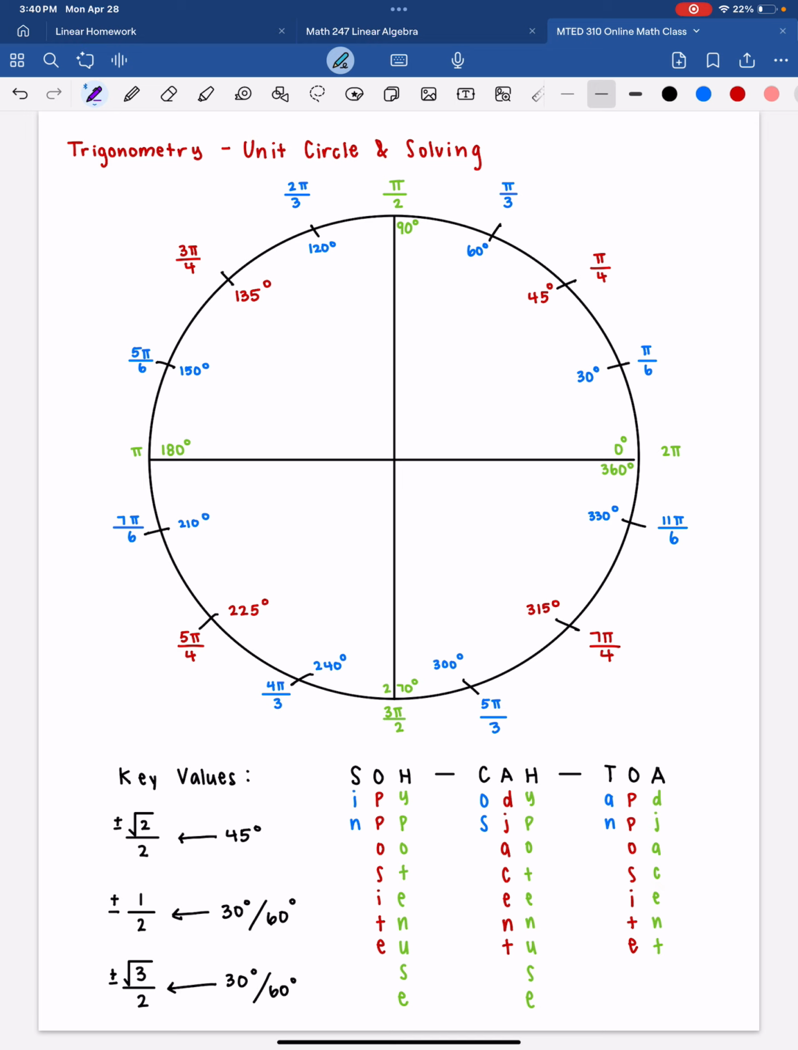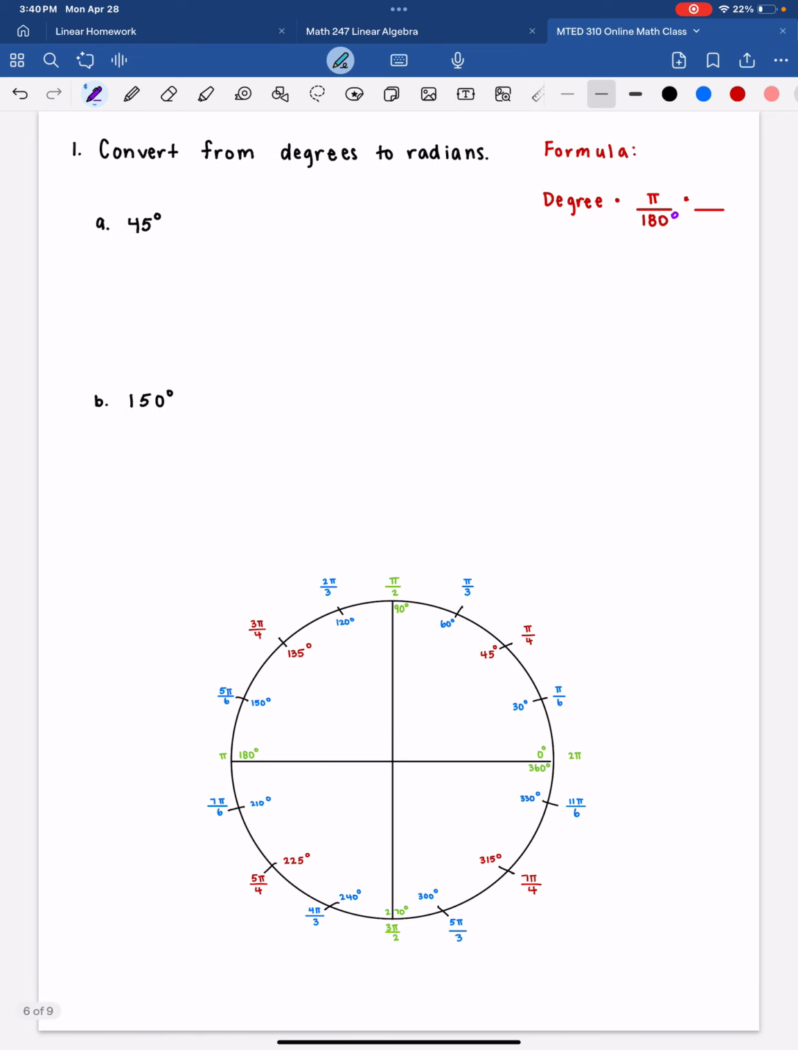Just in case we need a refresher on the unit circle, the outer values over here are all radians. The values inside of the circle are the degrees. We're going to need the key values here in the bottom left-hand corner for when we are evaluating the functions. So if you don't have it written down, go ahead and write it down now so you can remember the values. And in case you forgot what the trig functions are, it is sine, cosine, and tangent. We're going to go ahead and get started.